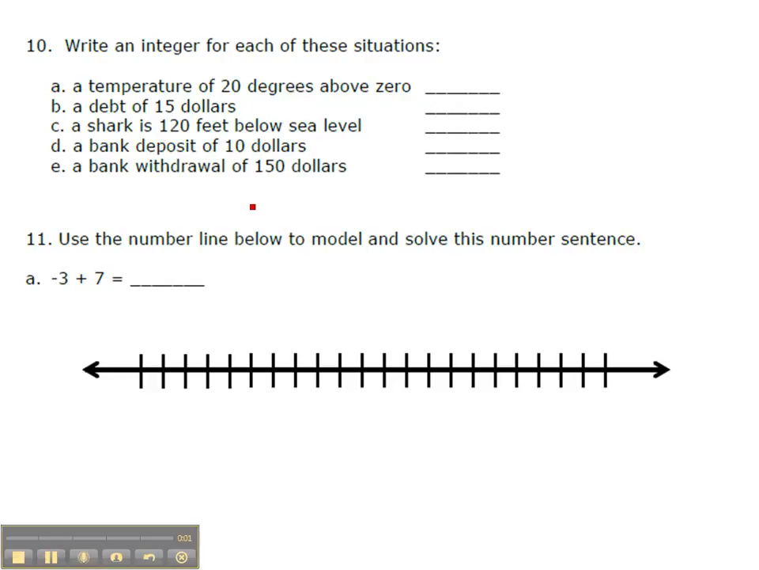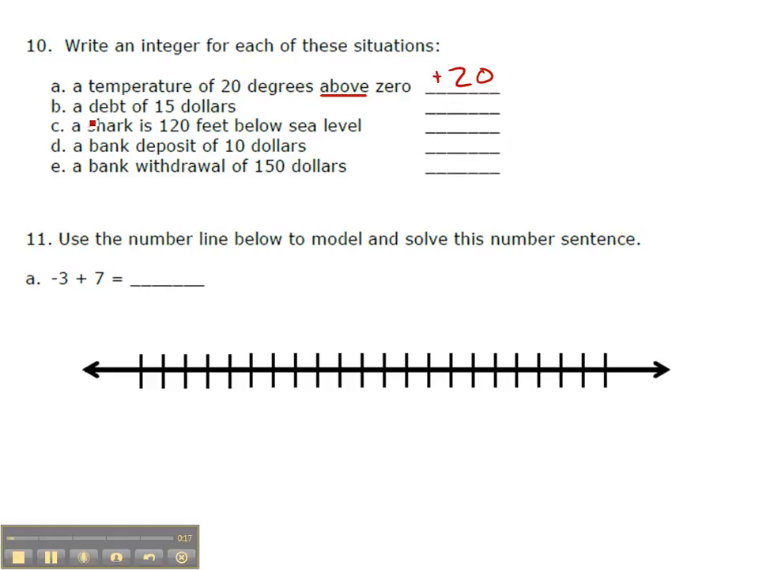On number 10, we need to write an integer for each of these situations. A says a temperature of 20 degrees above zero. Above zero would be positive, so this first integer will be positive 20. You don't have to write the positive sign or the plus sign, but you can if you want to.